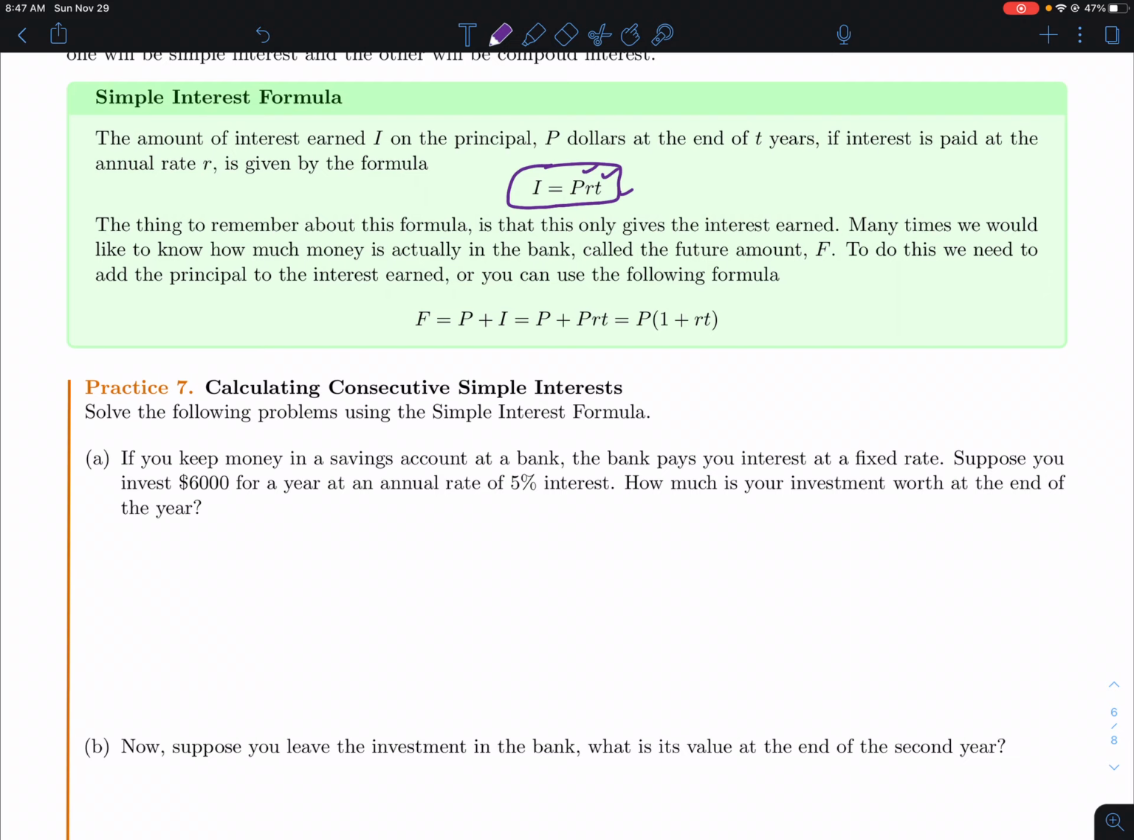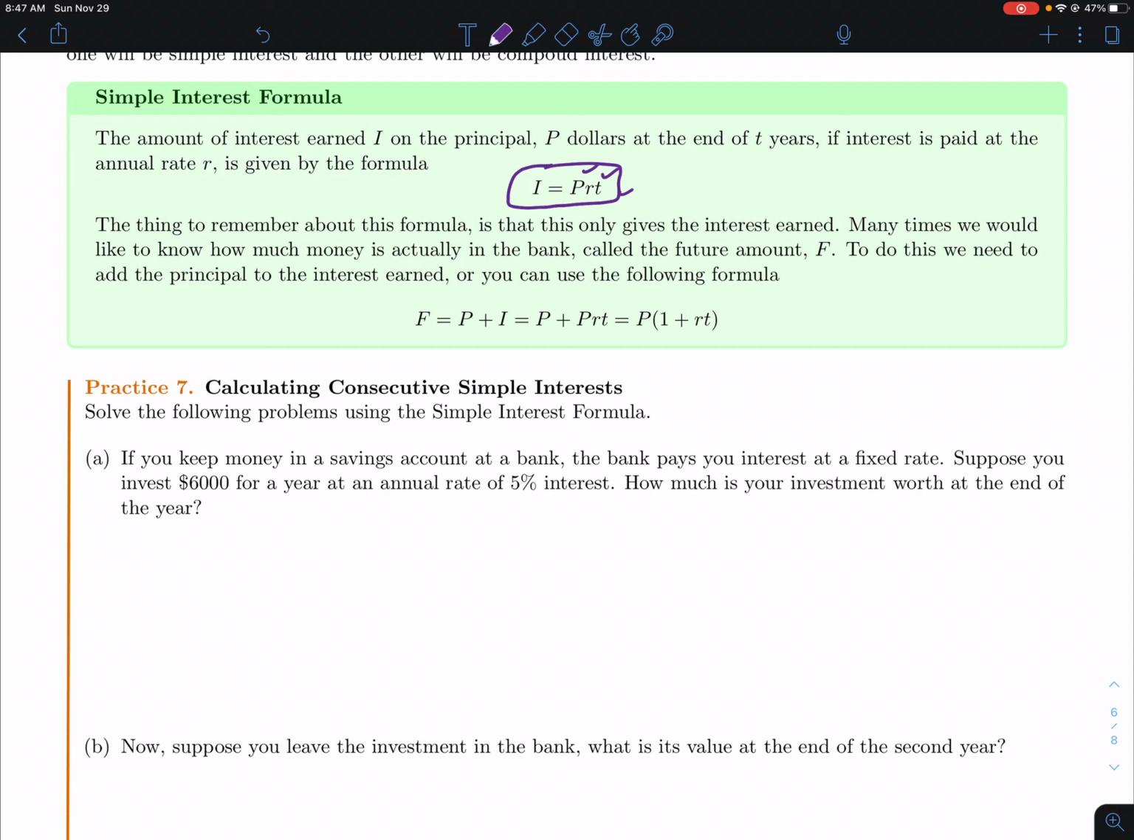Now the only problem with this formula is that when you calculate it, all it does is give you the actual interest that you've earned in the account. It doesn't actually tell you how much money's in the account. To figure that out, you take the interest and add it to the principal.